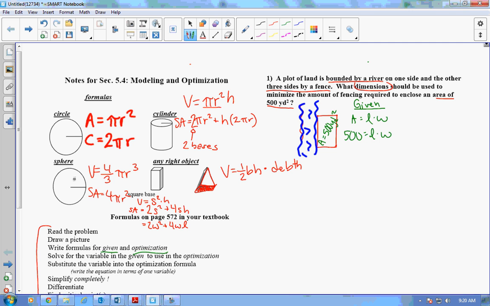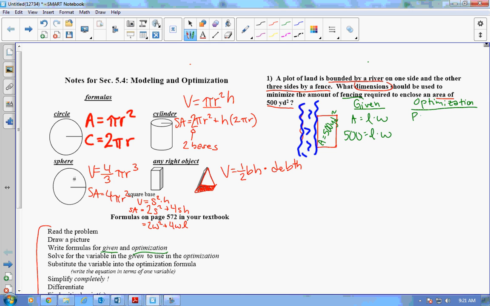Sometimes it's easier to look at the formula you're optimizing. We want to know dimensions used for fencing. Where does the fencing go? Does it go all through the farm, the plot of land? No, where does it go? The perimeter, exactly. So our optimization is the perimeter formula.